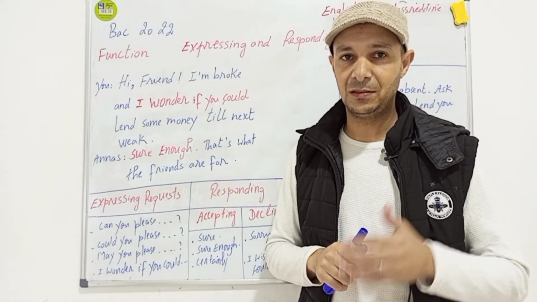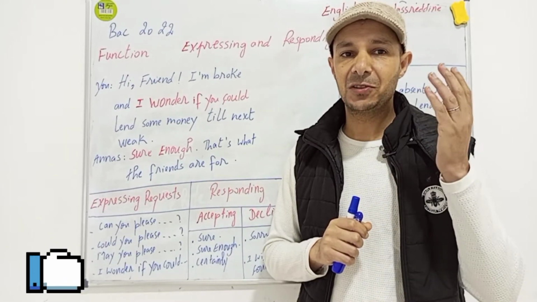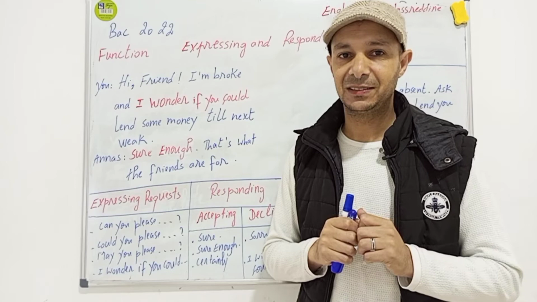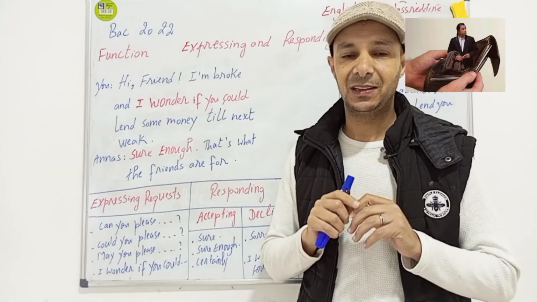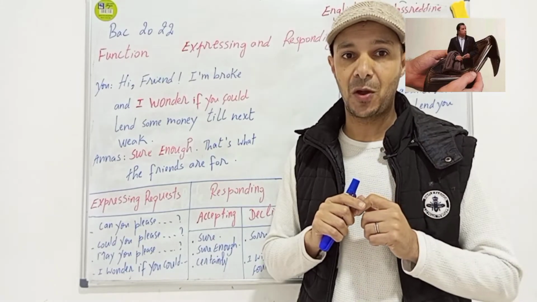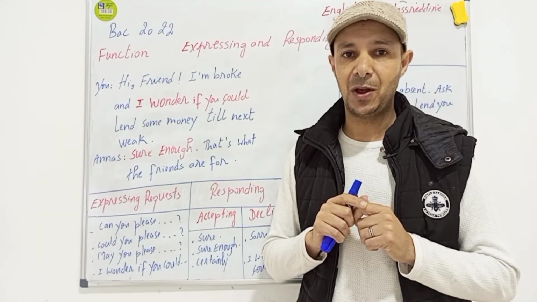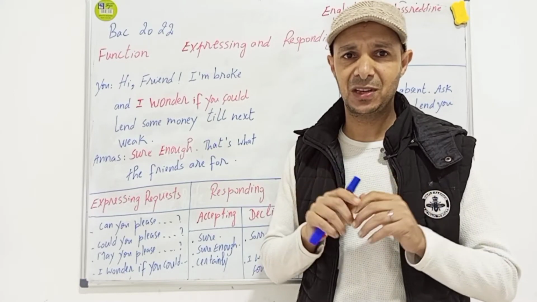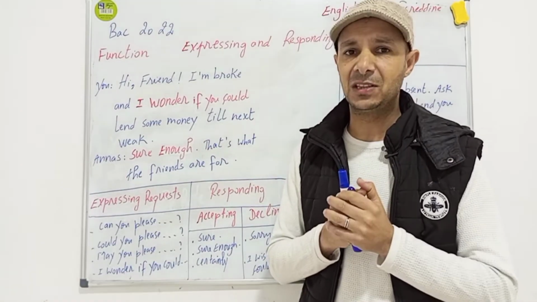Before we get started, let's have a look at the picture. So what is wrong with this guy? Great. So he doesn't have any money. So you say this person is broke. This person is broke. So what is broke? Broke means moneyless. It means he is short of money. So now let's get started with the dialogue.